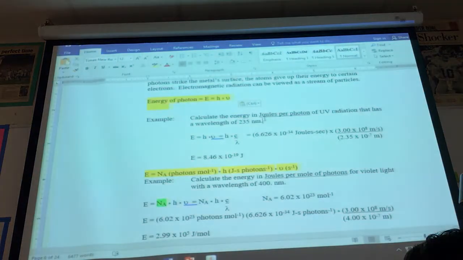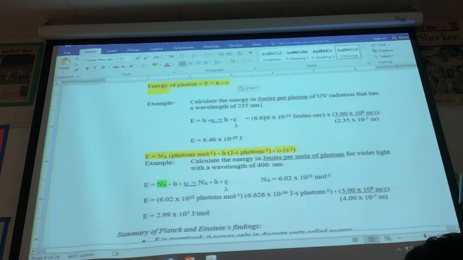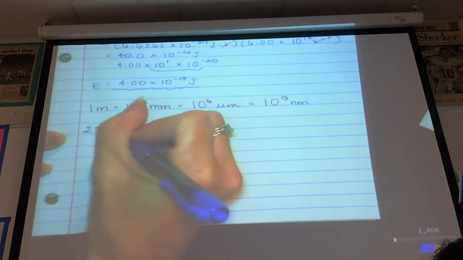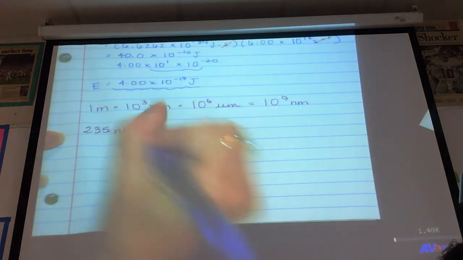In the problem on the screen, it says calculate the energy in joules per photon of UV radiation that has a wavelength of 235 nanometers. Okay, 235 nanometers.